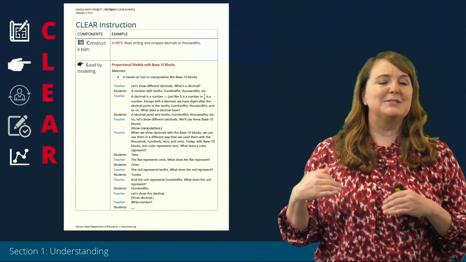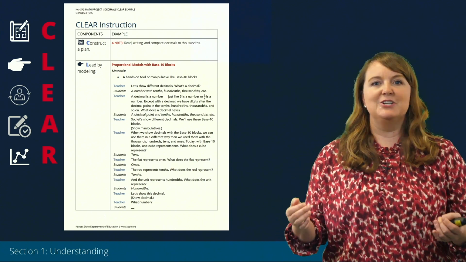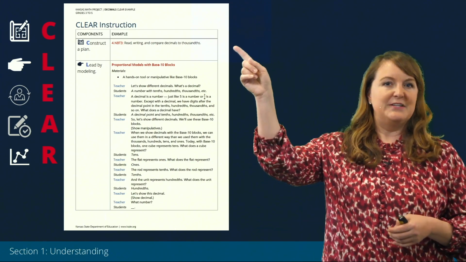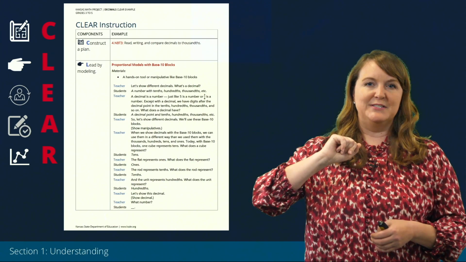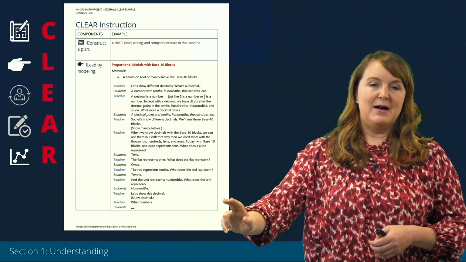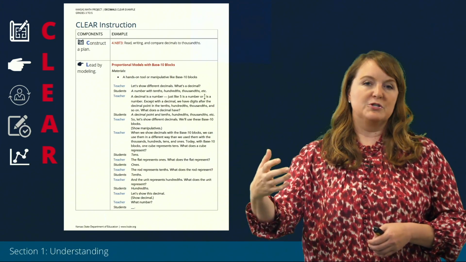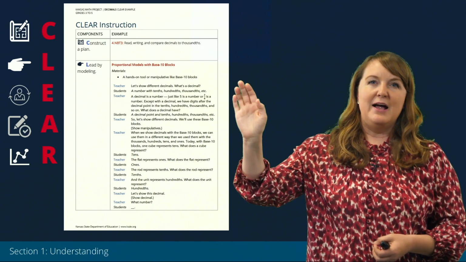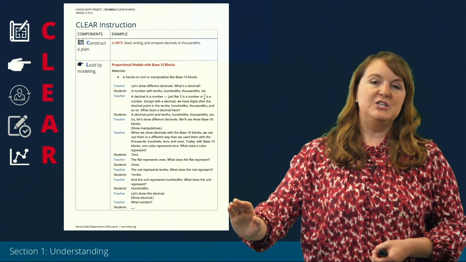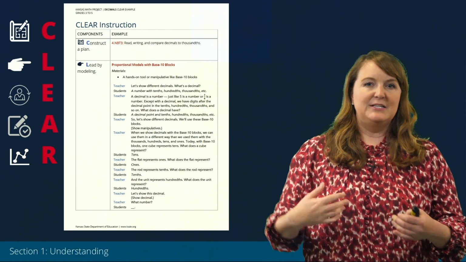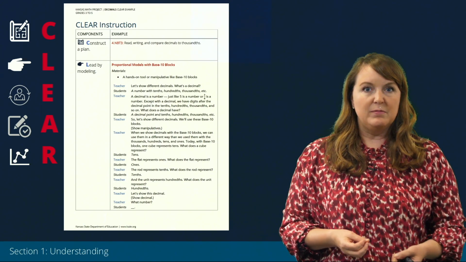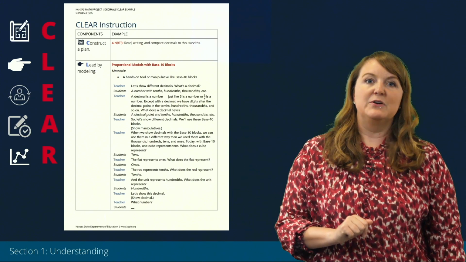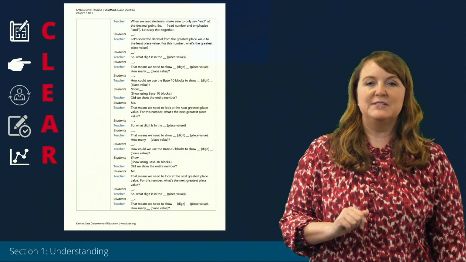I hope that yours is much better than mine, but this is just a good starting point. So here what I've done is I've identified a standard that I want to address. And then in my lead by modeling, here I am using a proportional model to help students understand what a decimal means. I've got a dialogue between a teacher and a group of students. That dialogue is full of that math vocabulary that we've already talked about. It's got a step-by-step process for using manipulatives to show these decimals.